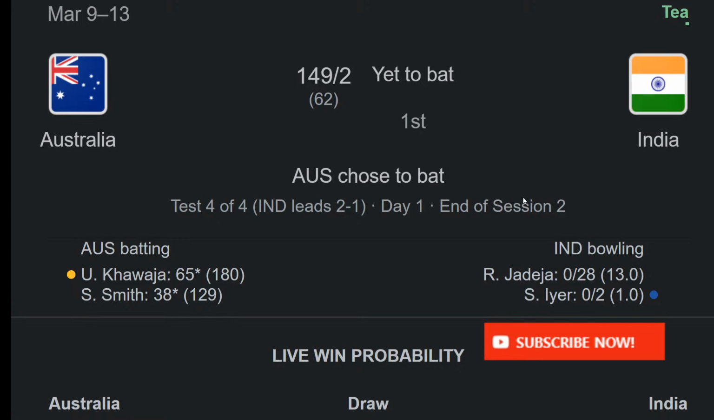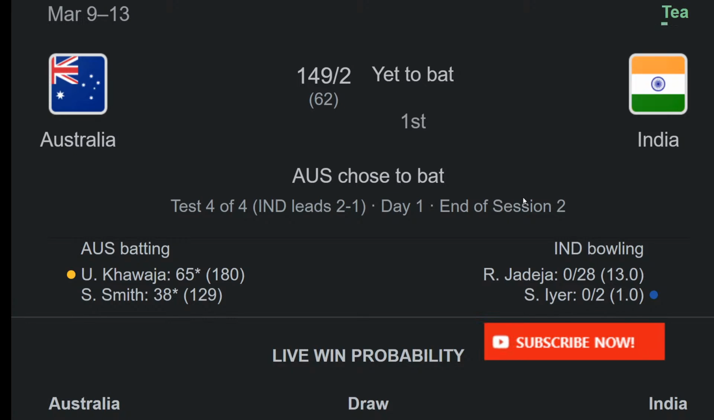The first three tests of India and Australia: the result is 2-1. India lead the series by 2-1. They have won the first test, they have won the second test, and the third test, Australia won, and this is the fourth test.